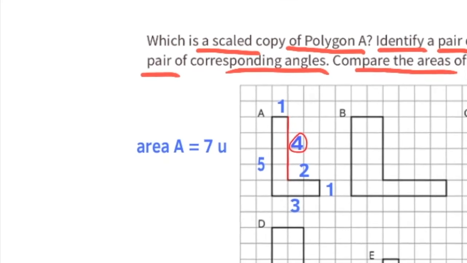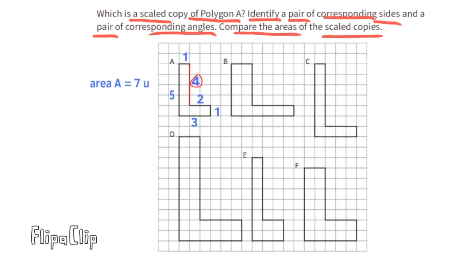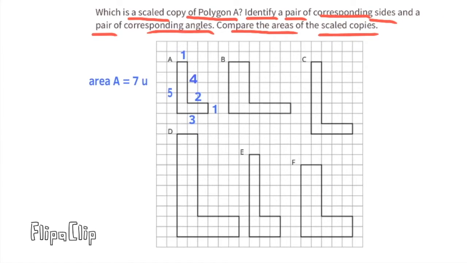Let's compare these side lengths with the corresponding side lengths of the other polygons. Since we're looking for a scaled copy, all the angles have to be the same and the side lengths have to increase or decrease proportionally. Polygon B doesn't look right. That can't be a scaled copy because some side lengths doubled when other side lengths didn't increase at all. So we can't choose polygon B.